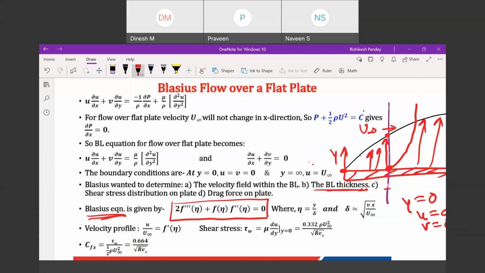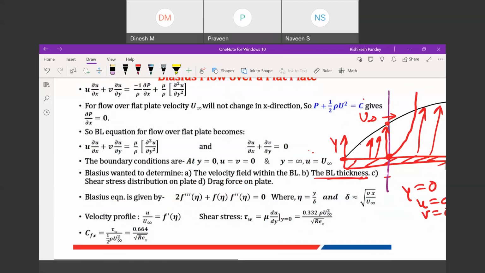So Blasius equation, what is the order of the equation? Its order is 3. You see, 3 dashes. So it is third order and non-linear. These two are multiplied, so it is a non-linear equation. You can make a note of this, that it is a third order non-linear equation.